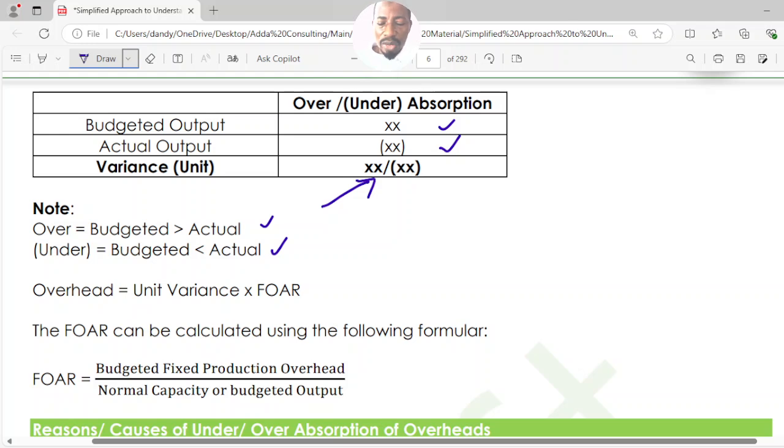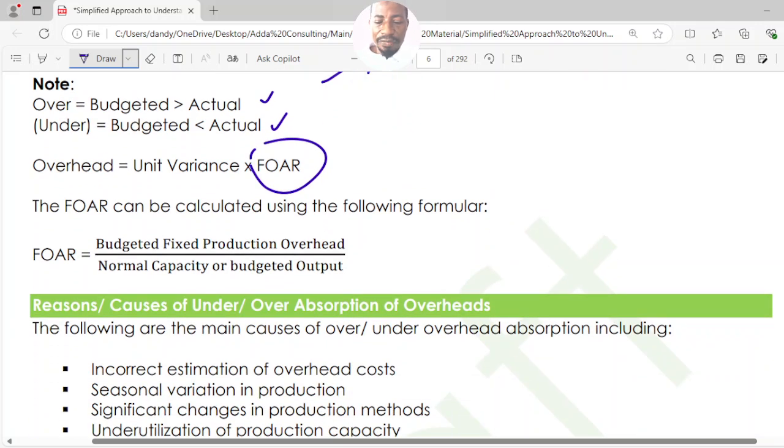But if in the question you are not given this fixed overhead absorption rate, then it is computed as projected fixed production overhead divided by the normal capacity. The normal capacity is the budgeted output. So say for example, you are given fixed production overhead of 10,000, in naira or in any currency that you have. Then budgeted output, say, is 500 units.